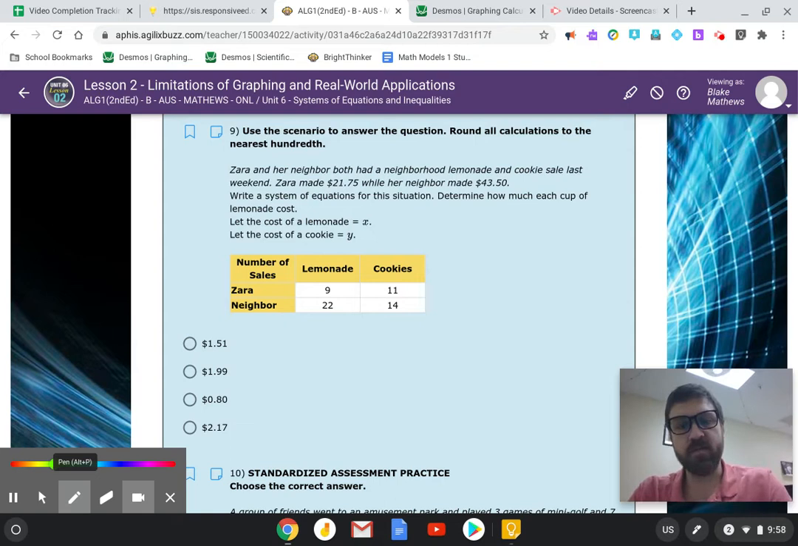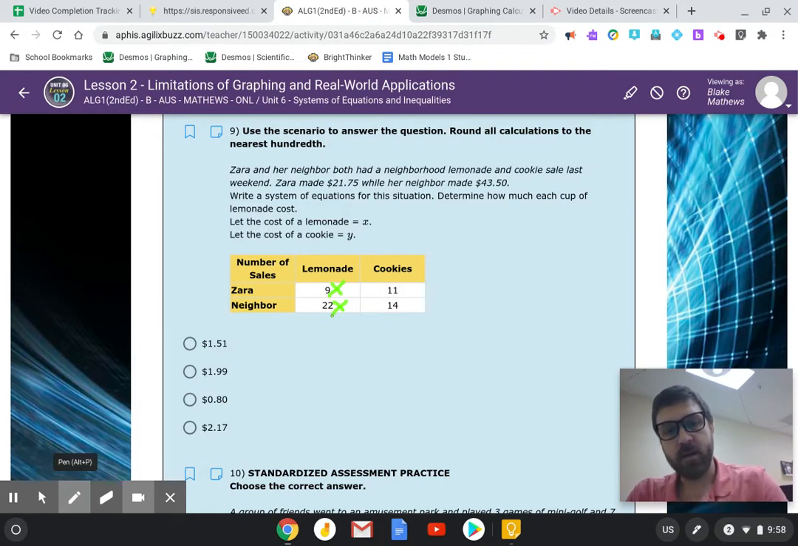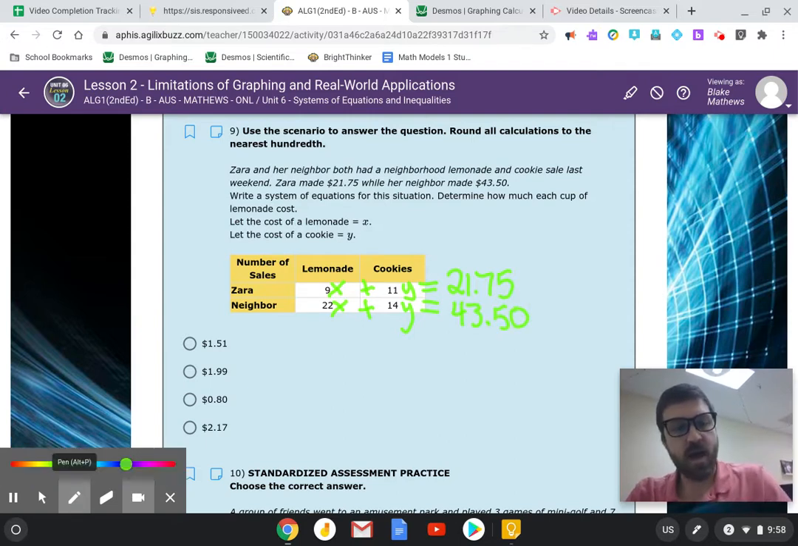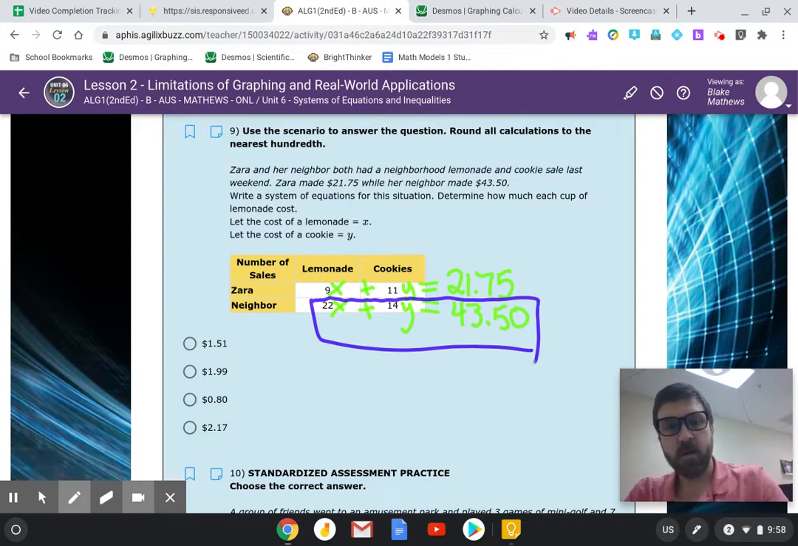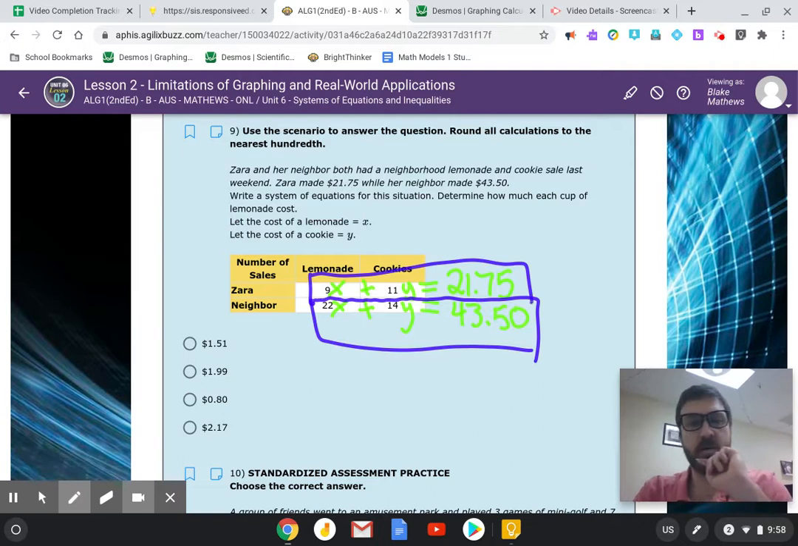I can tell you right now, this is a very simple equation. We're going to do 9x, 22x, because x represents lemonade, and we're going to add 11y, 14y, and the total that Zara made, 21.75, the total that her neighbor made, 43.50. So now I have two equations. I have an equation right here for the neighbor, and I have an equation right here for Zara.